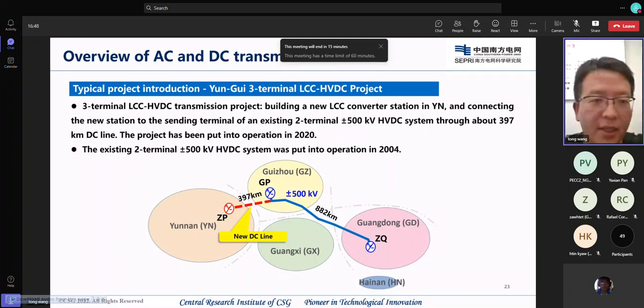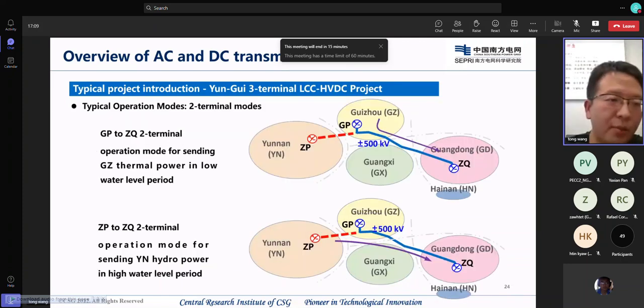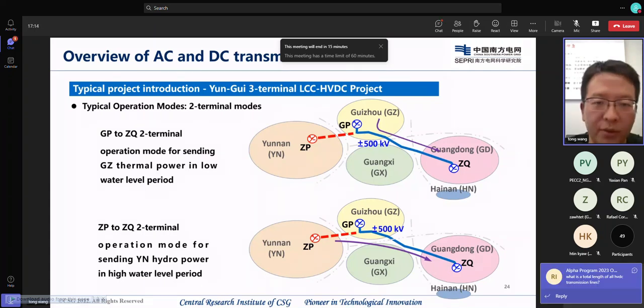This is a 3-terminal HVDC, so the main challenge for us is that we have a bunch of operation modes, and I will give some examples. This page shows two typical operation modes for the 2 terminals. One is from Guizhou to Guangdong, and the second, shown in the figure here, is from Yunnan to Guangdong.